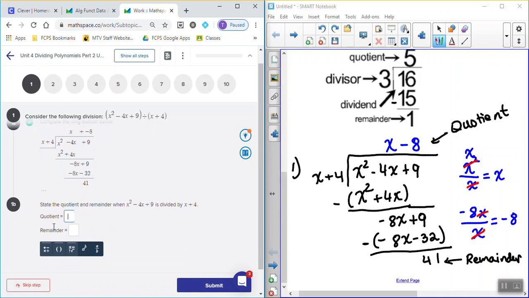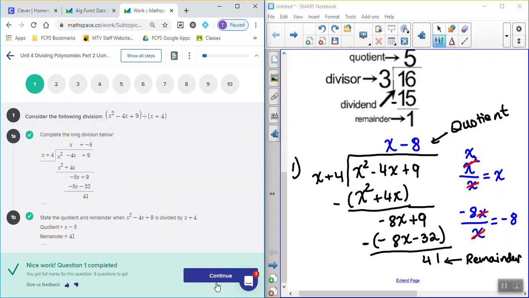Okay, so the quotient was x minus 8, and we had a remainder of 41. Okay, submit. And all of the problems that I'm working are the same as what you have in your work assignments. So hopefully that'll be better for you guys to just follow what I'm doing here and then find your answers as well. Okay.